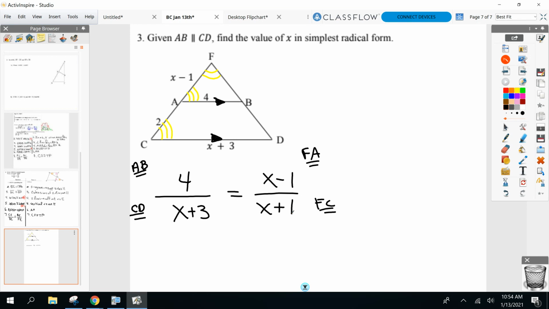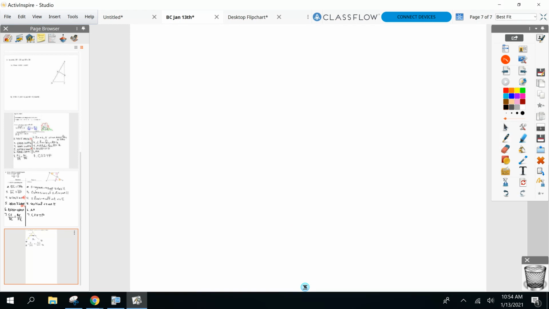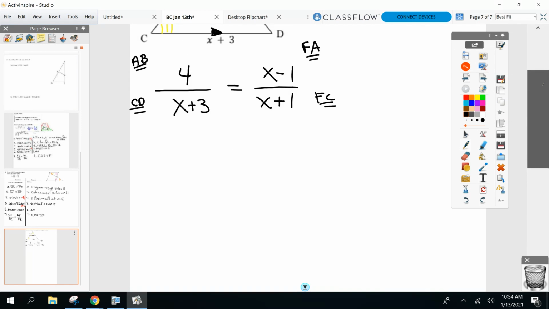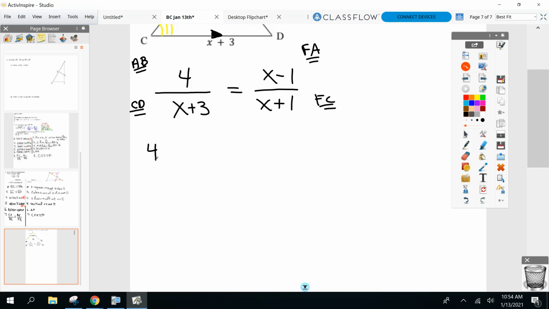Also, please do not write X minus 1 plus 2 in the proportion. Can you clean it up before putting it in the proportion? Clean it up. All right, good job. So we got the proportion set. Let's roll now. Cross multiply. I get 4 times x plus 1, and then I get x plus 3 times x minus 1.